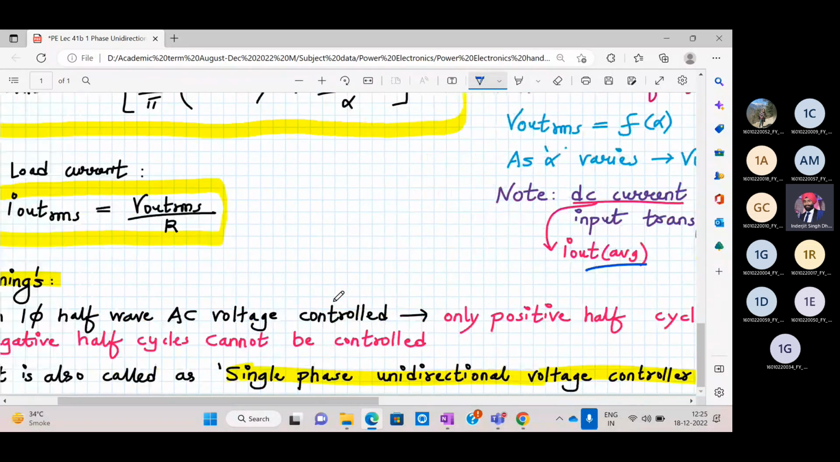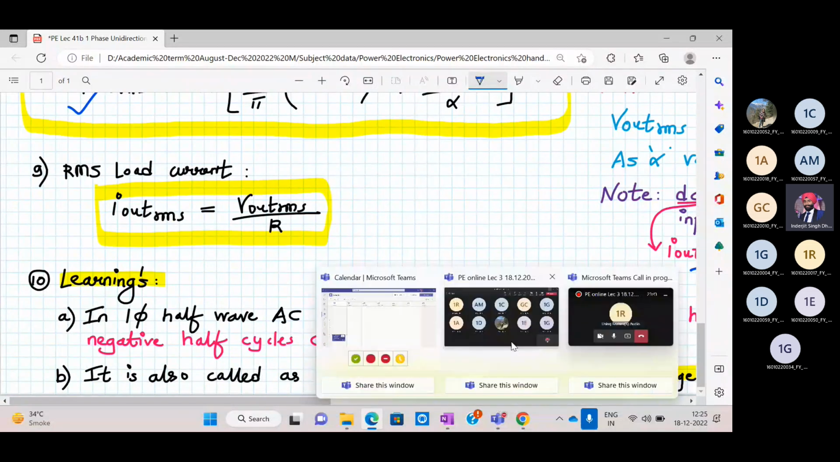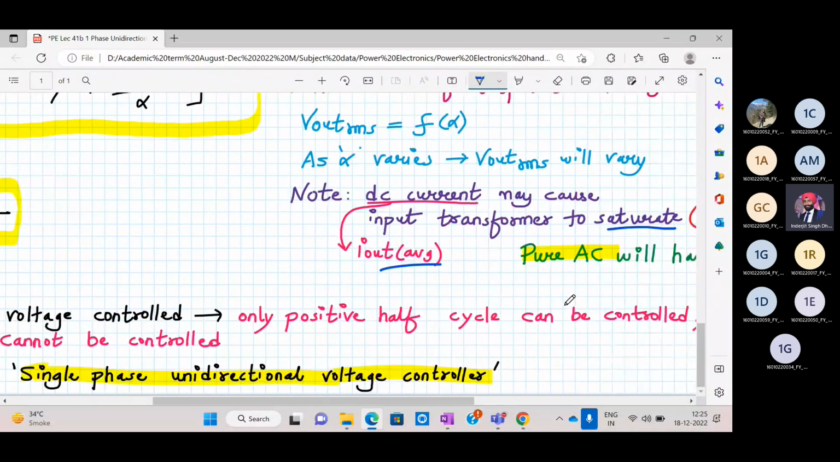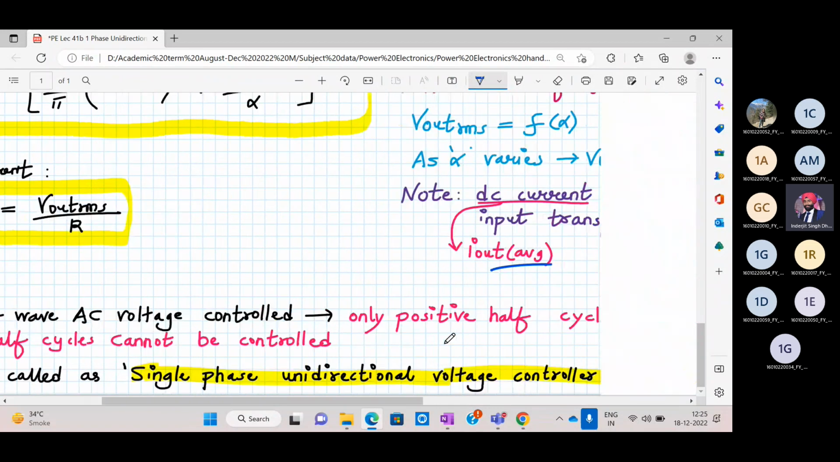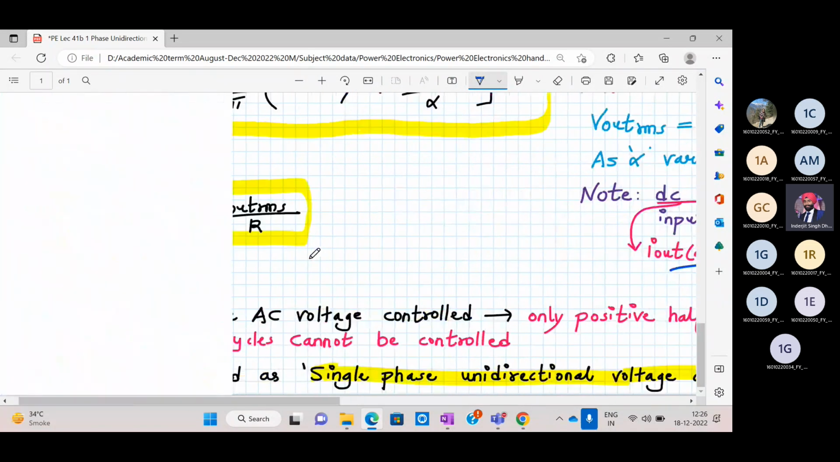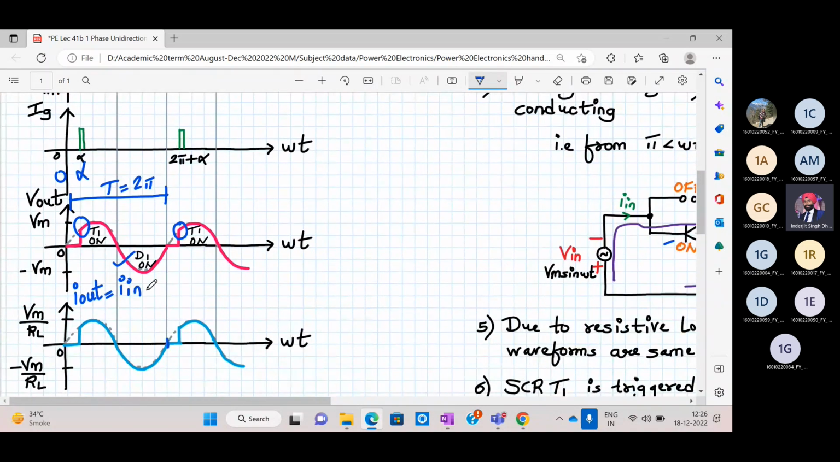Okay. So here, what are the learnings from this? In a single phase half wave AC voltage controller, only the positive half cycle can be controlled, the negative half cycle cannot be controlled. So it is also called a single phase unidirectional voltage controller. As you can see from the waveforms, only the positive half cycle can be controlled. The negative half cycle you cannot control because you cannot control the diode when it turns on. It instantly turns on when it is forward biased. Whereas in an SCR, you can control when it turns on.